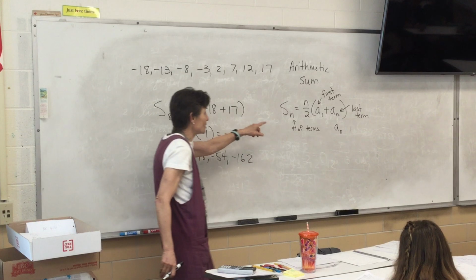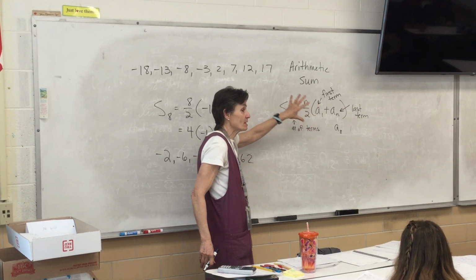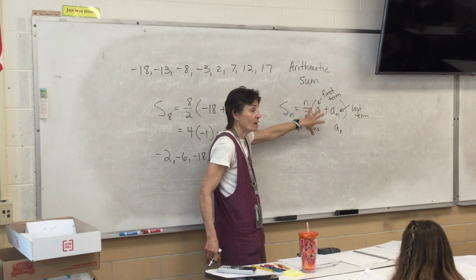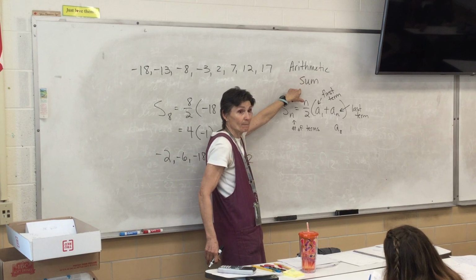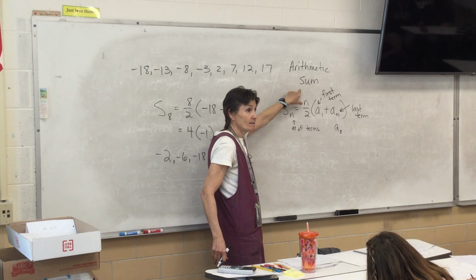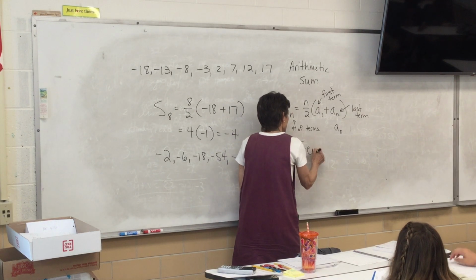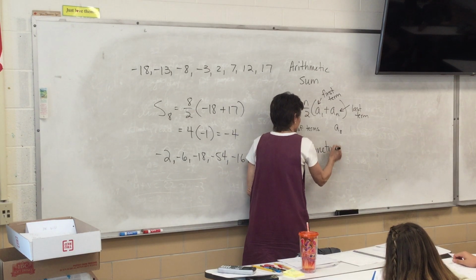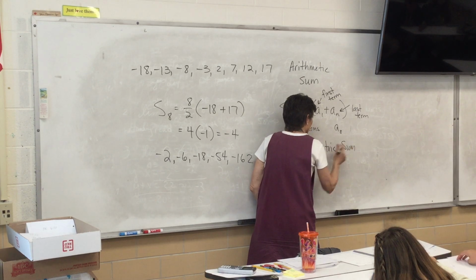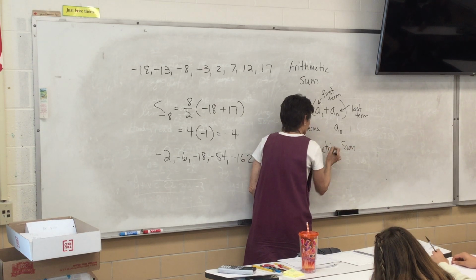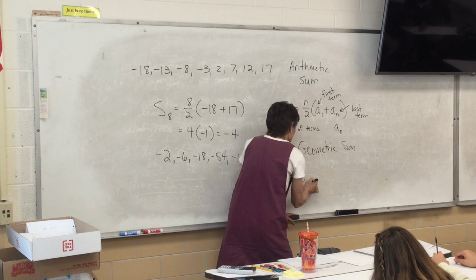What you notice about this set of numbers, though, it's multiplying. You are not going to use this formula because what did we say this formula was? Arithmetic sum. Okay, so we're going to add another formula to your list. This is your geometric sum. It looks like this.